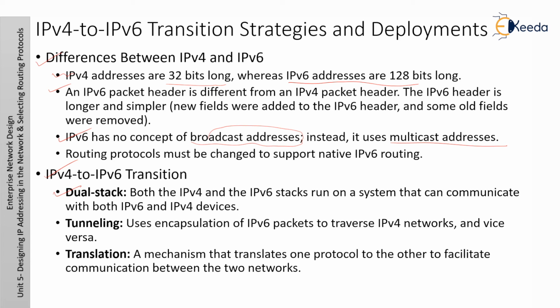First is dual stack. In dual stack, both IP version 4 and IP version 6 stacks run on the system, which can communicate with both IP version 6 and IP version 4 devices. In this case, we require additional memory support for the devices, and this will automatically increase the cost. Tunneling uses encapsulation of IP version 6 packets to traverse an IP version 4 network and vice versa. And translation is a mechanism that translates one protocol to the other to facilitate communication between the two networks. So let us see how we translate from one protocol to another protocol.